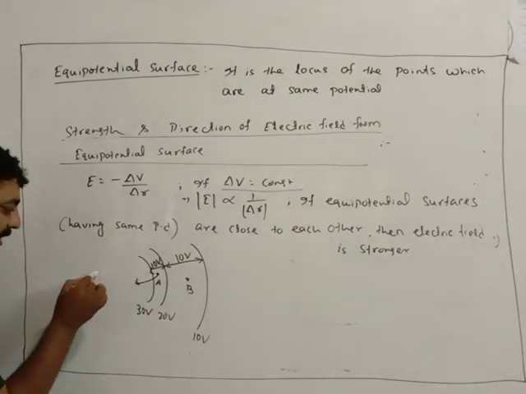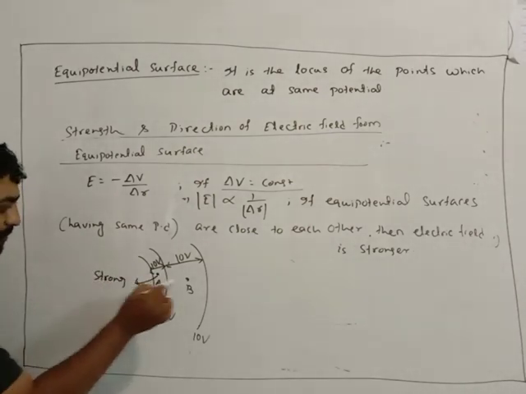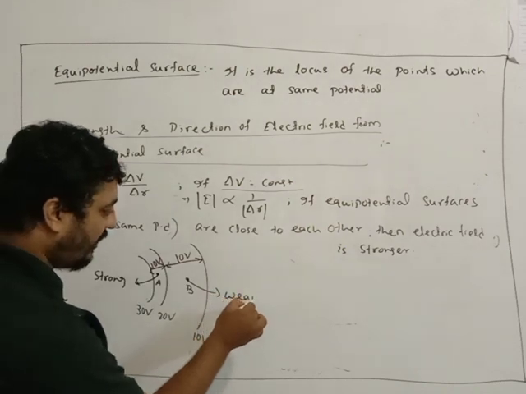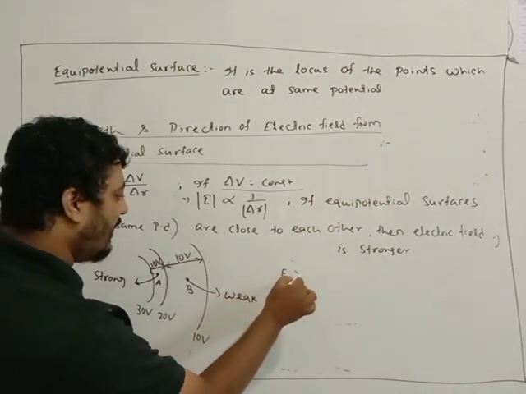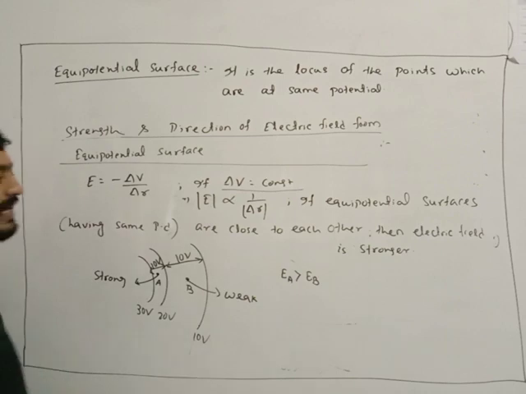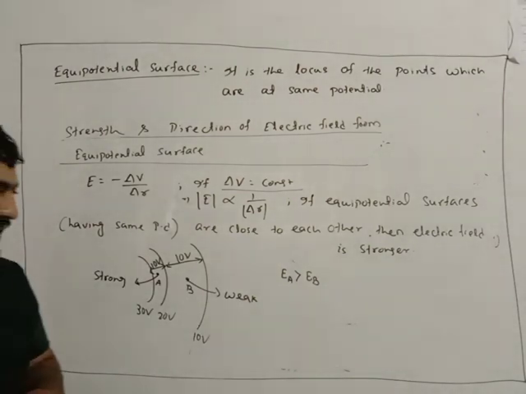A is the strong field, B is the weak field. So we can say electric field at A has a greater magnitude than electric field at B.